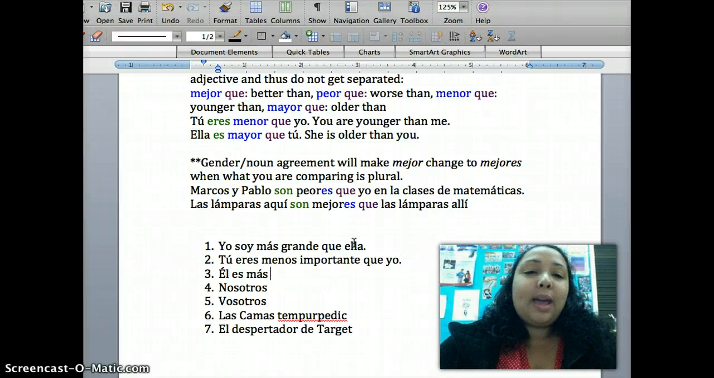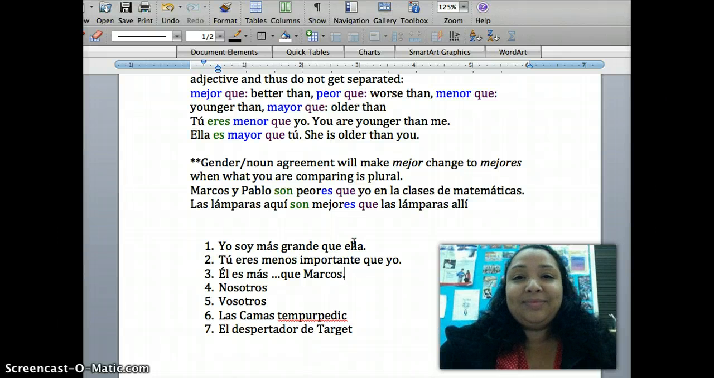Now I want to say he is, él es más. Say he is more ugly than Marcos, okay? So essentially I'm saying he's uglier than Marcos. So I would say él es más, and of course we always know más is going to go dot, dot, dot with a que, and then we said Marcos. So now, what would I insert in that dot, dot, dot? Feo. Very good.